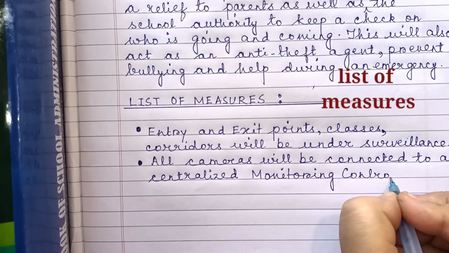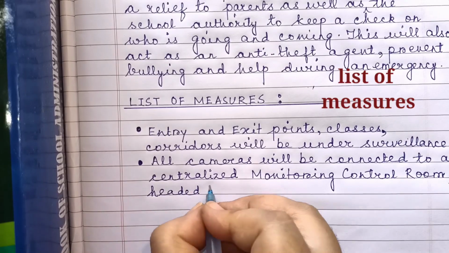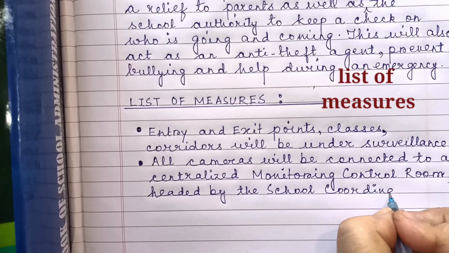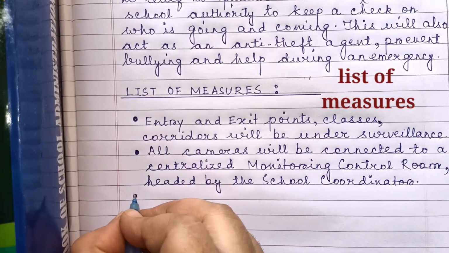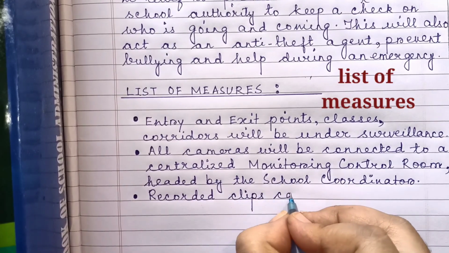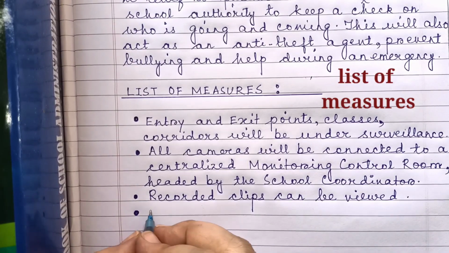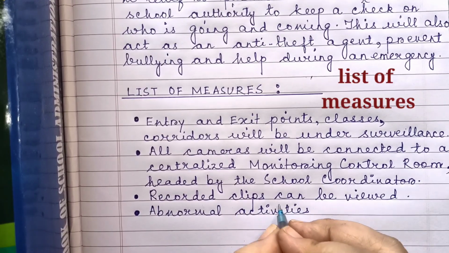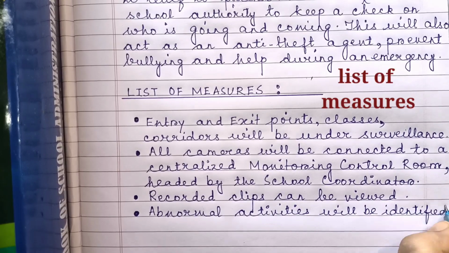Be very careful. I have used bullets and I have written just 4 points, and 4 points will be enough for me to get 4 marks if I follow all the rules properly. Come on, let's read. Entry and exit points, classes, corridors will be under surveillance. All cameras will be connected to a centralized monitoring control room headed by the school coordinator. Recorded clips can be viewed. Abnormal activities will be identified and indicated by the system.